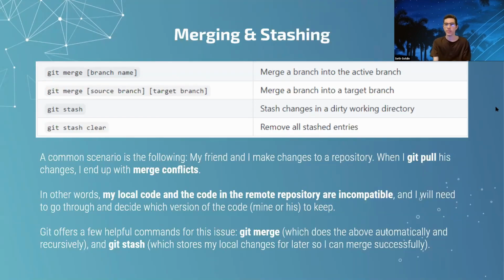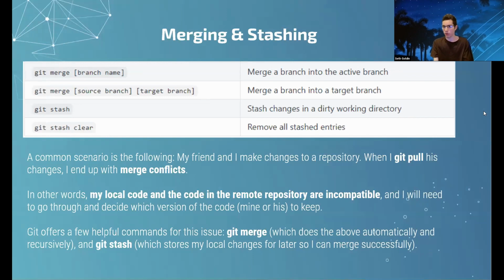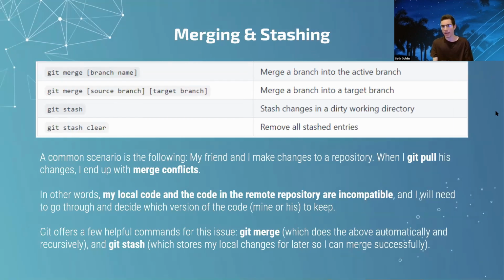Merging and stashing. So here's a common scenario. My friend and I make changes to a repository or a code project. When I pull his changes, I end up with merge conflicts. What's a merge conflict? Well, let's say I edit a file and delete a huge swath of it, and he edits that same file and adds a ton. Well, when we smush those together, you're going to have some problems, right? His is missing a lot, and mine now has a ton that I didn't add. And those are called merge conflicts. So my local code and the code in the remote repository are incompatible, and I will need to go through and manually decide which version to keep.